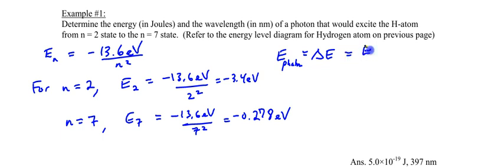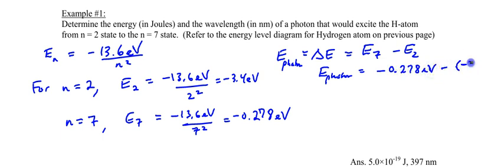So we're going to take E sub 7 and subtract E sub 2 from it, and the energy of that photon will be equal to negative 0.278 electron volts roughly, minus negative 3.4 electron volts. And this will give you an energy of 3.12 electron volts. So that's the amount of energy that you'd have to have coming, that certain specific amount.